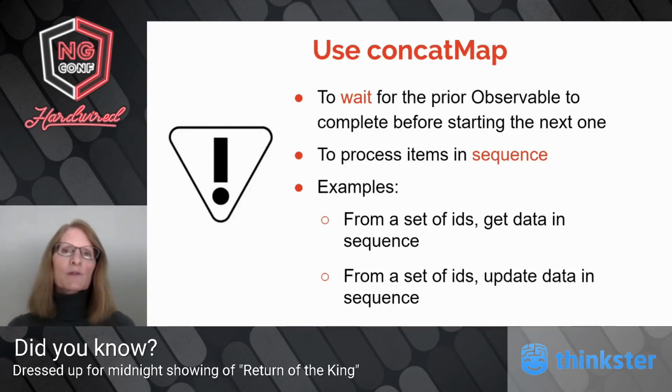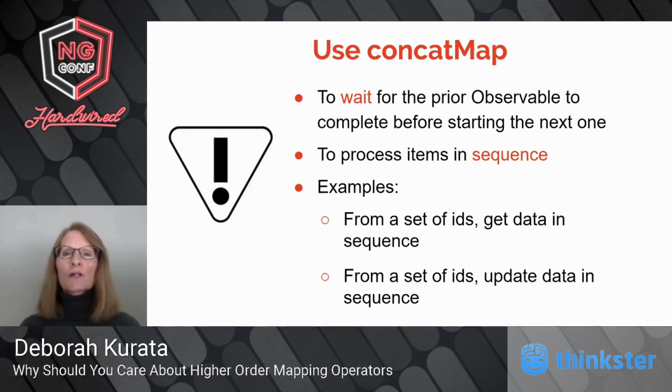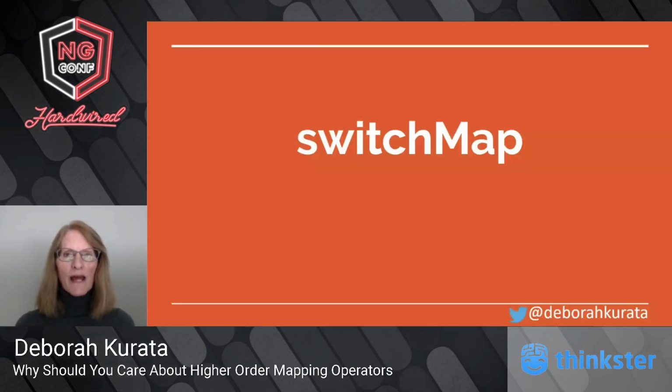Say a user updates a product and then updates that same product a second time, you want to ensure that they are both processed in the order that the user made the updates. And concatMap will help you ensure that happens.